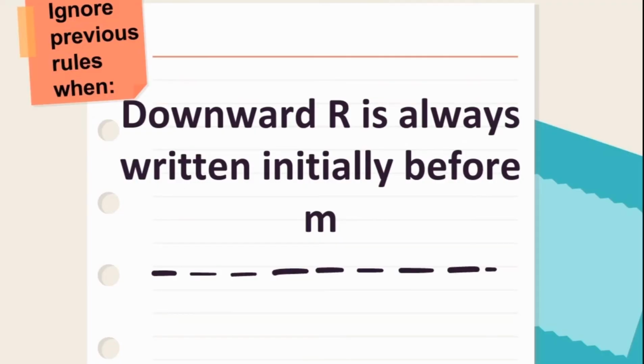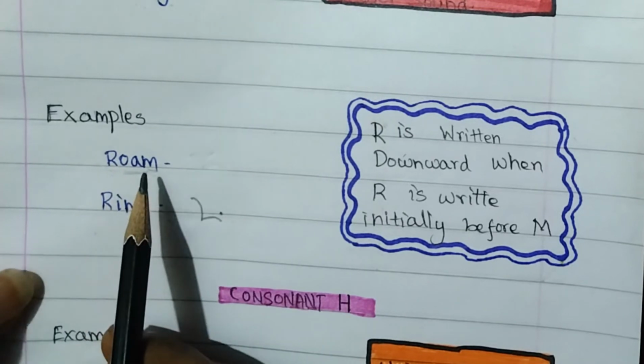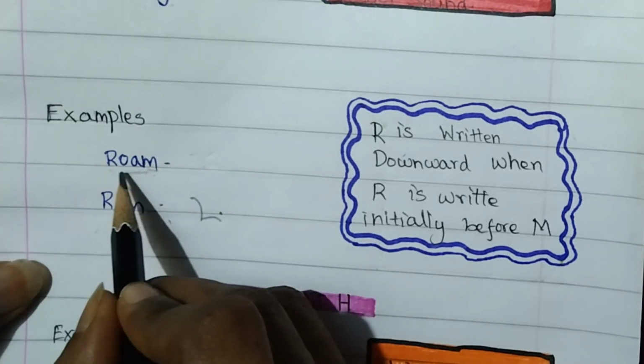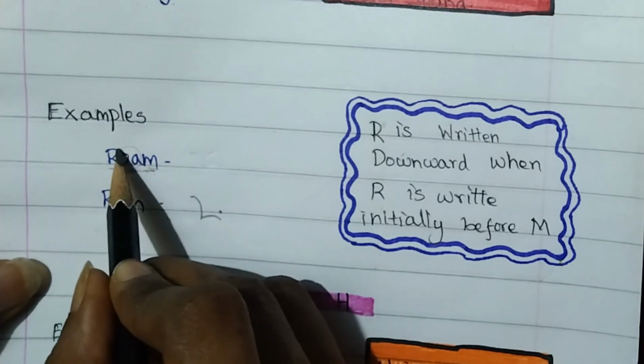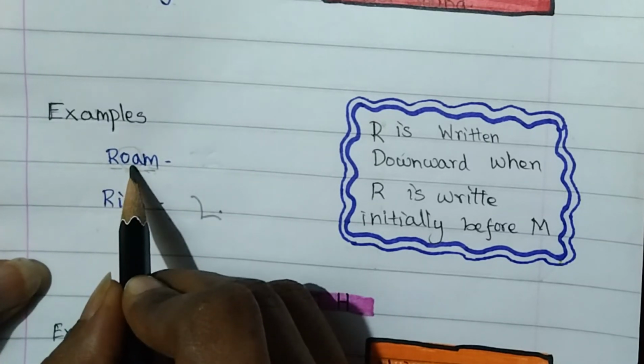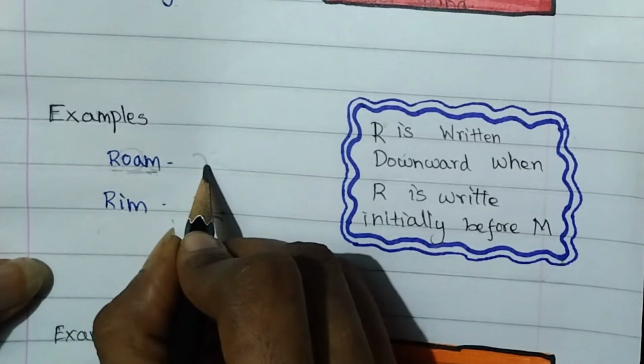We should ignore these rules when a word has R sound immediately followed by M sound. So R is written downward when R is written initially before M. For example, I have taken the word Rome. Rome has R sound immediately followed by M sound. Though it has vowel sound between R and M, we should use downward R to write the word.